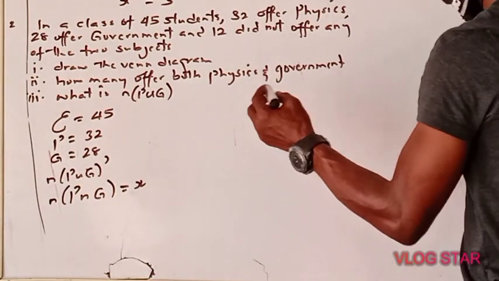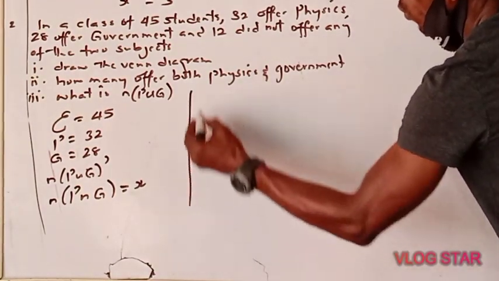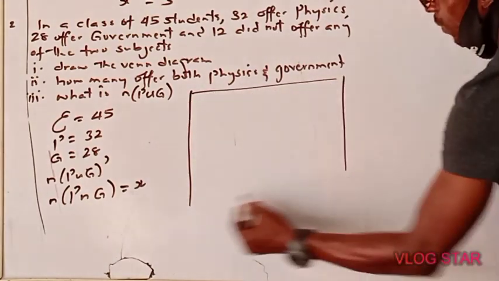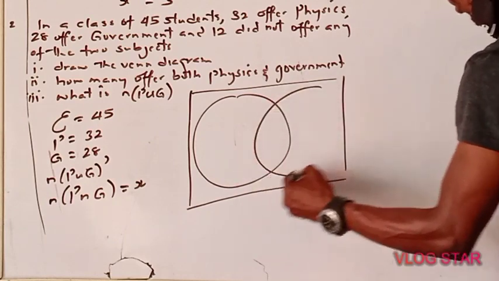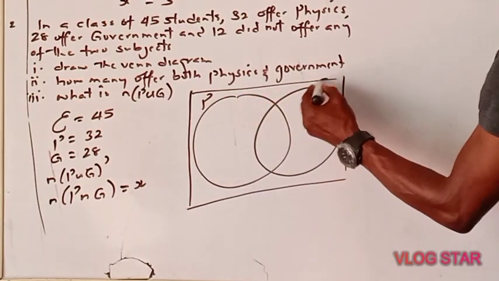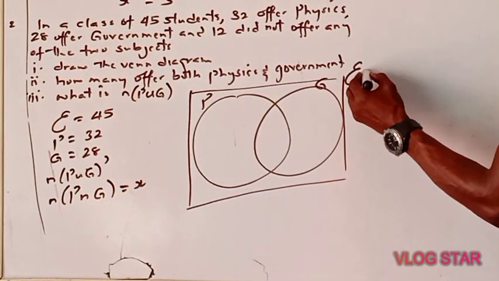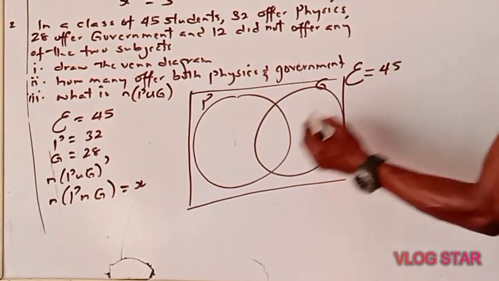Now you draw your Venn diagram this way. Watch out, there are two sets. You draw 1 and 2. This is your P and this is your G. Then the universal set is here, equals 45. Now you put your x here.